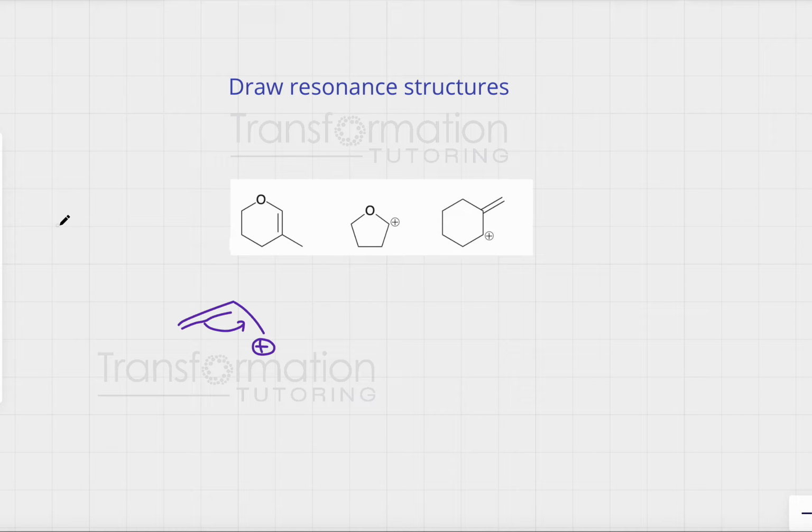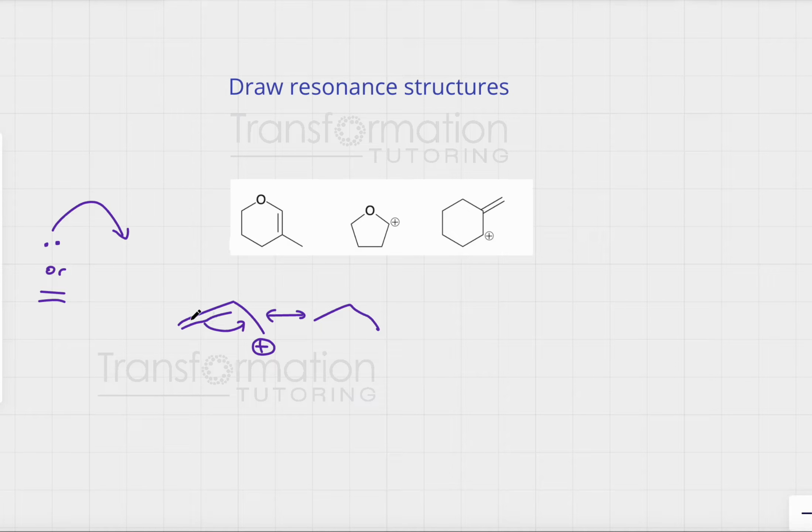And by the way, what do the arrows mean? An arrow means that you're moving a pair of electrons. An arrow will come from something that has electrons, such as a lone pair or a double bond, and it will go somewhere to a place that can accept electrons, such as a carbocation. A carbocation has a positive charge because it does not have enough electrons. So in my first pattern, I can move electrons here, and for resonance I draw a double-headed arrow.